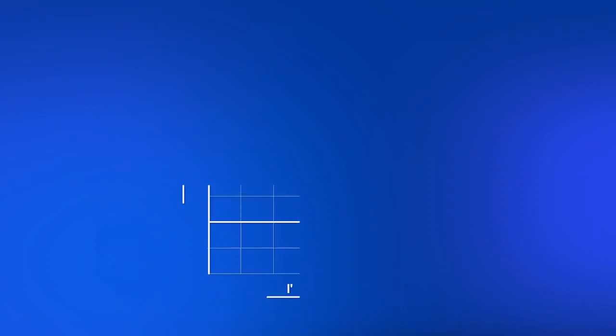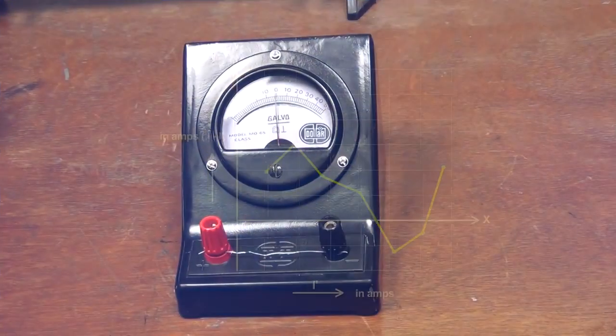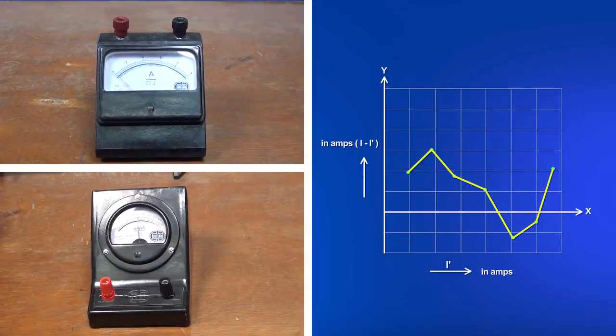A graph can be drawn with I − I' along the y-axis and I' along the x-axis. This is called the correction graph. Thus, the converted ammeter is verified with an ammeter of the same range and the correction graph is obtained.